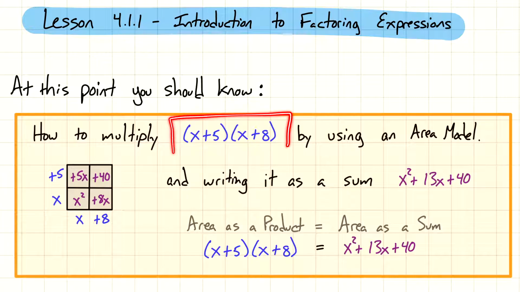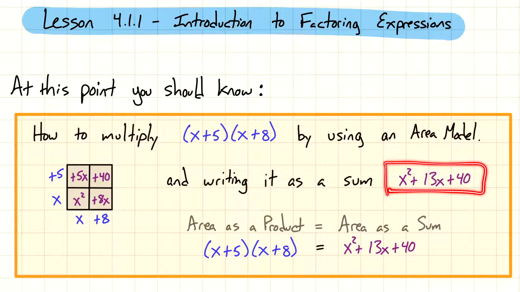What we've been doing, if it hasn't been clear before, is we've been taking these expressions which have been written as a product, two things being multiplied together, and we're writing them as a sum. When we multiply two things, the answer is considered a product. So this is considered our product, and we've turned it into a sum.